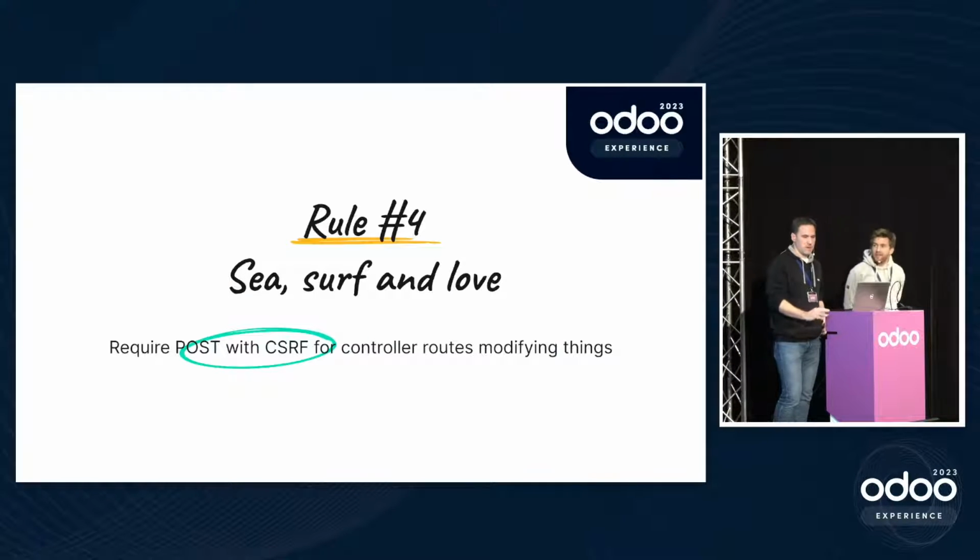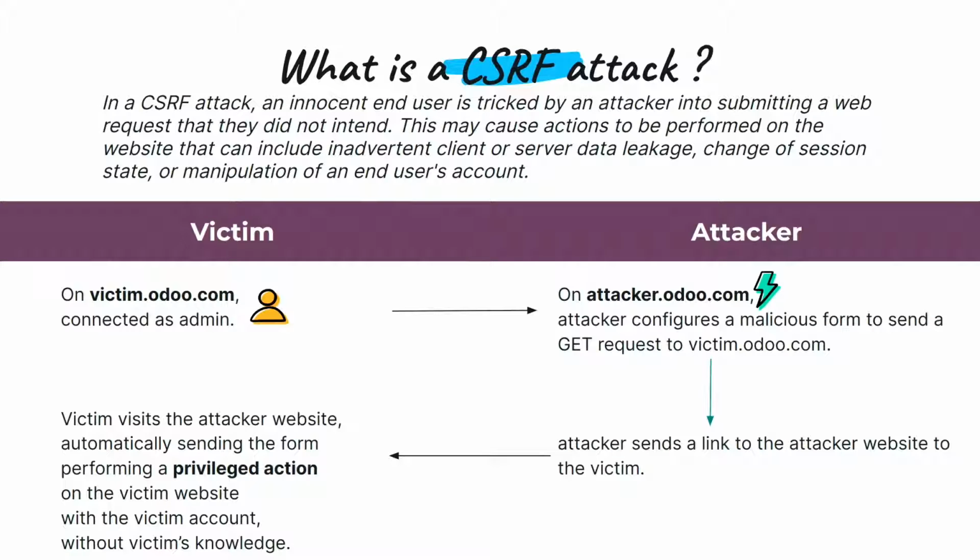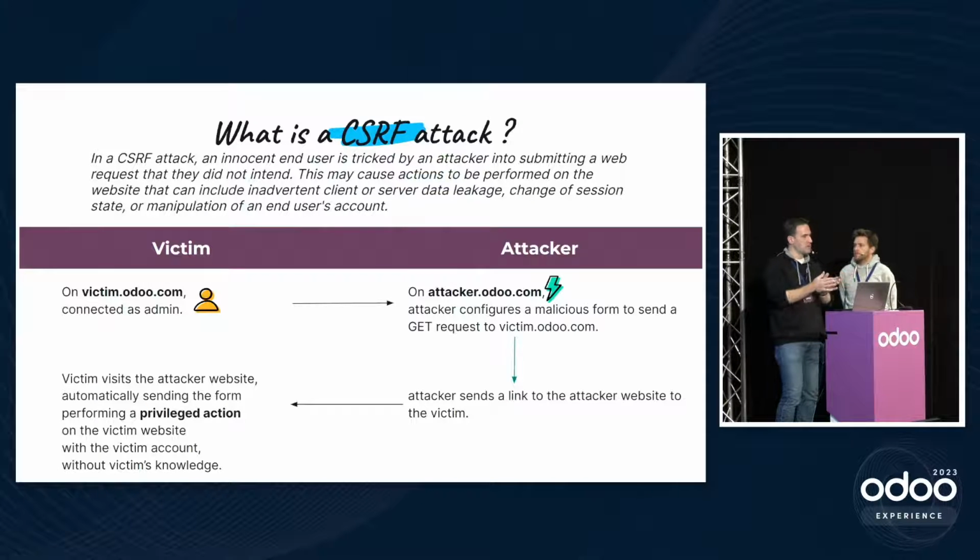So the next rule is about CSRF. Basically, the pronunciation is C-surf, CSRF, so cross-site request forgery. That's a very specific kind of vulnerability. It's a difficult one to explain, so we've tried to put some examples on the slide here, but basically you can think of it as cross-site. It means that another site is able to trigger an operation on the target site, the site being attacked.